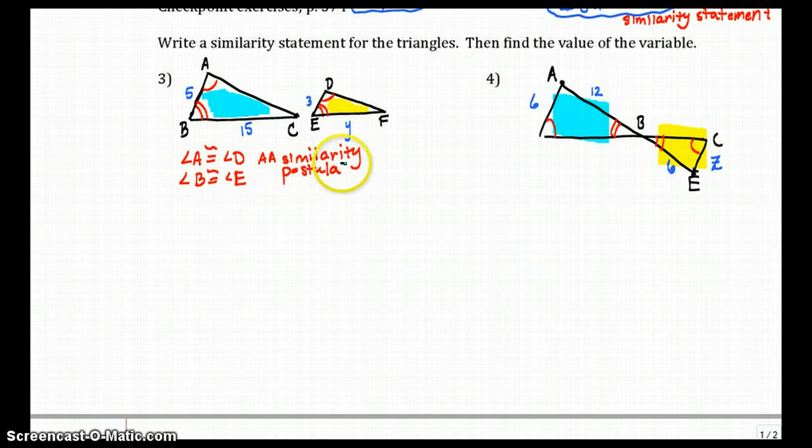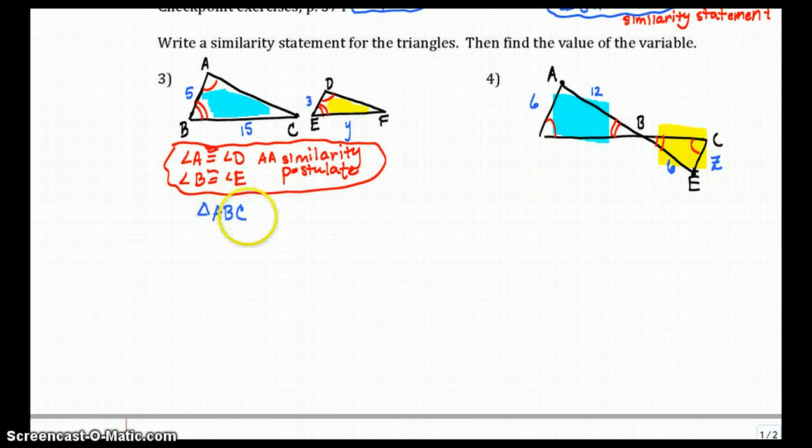So if it meets the criteria, meaning two angles of the triangles are congruent, then they will be similar triangles. So now we're going to write the similarity statement because that's one of the requirements. So triangle ABC, and make sure you match up the corresponding parts. So A corresponds to D, B corresponds to E, and C corresponds to F. So there is our similarity statement. There's one of the things it's asking for.